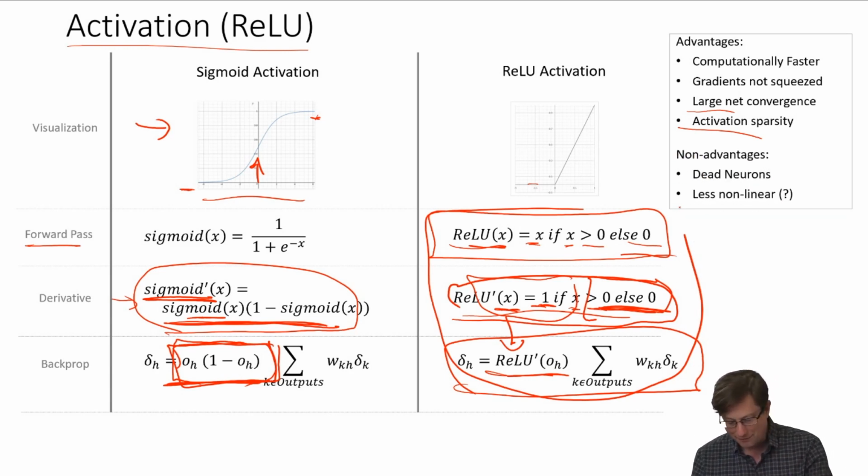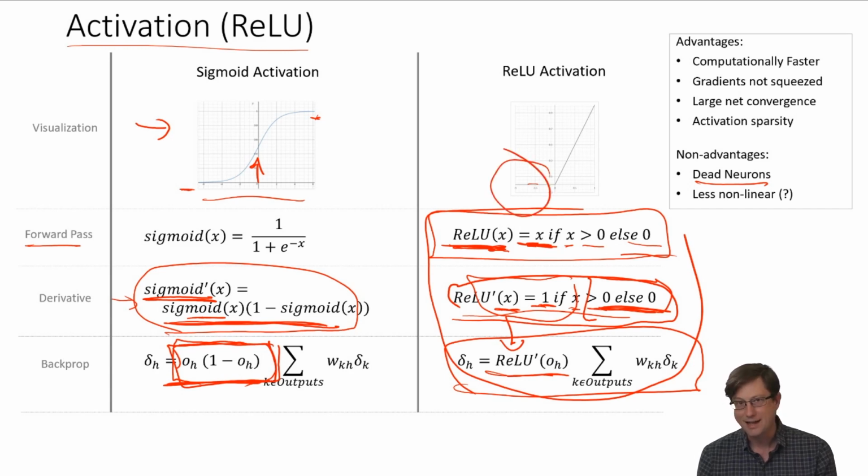Some non-advantages, you could say disadvantages. You could imagine dead neurons. If there's any neuron that has no way to get x positive, it is going to always output a 0 and die, and everything related to that neuron can die. That can be a problem.